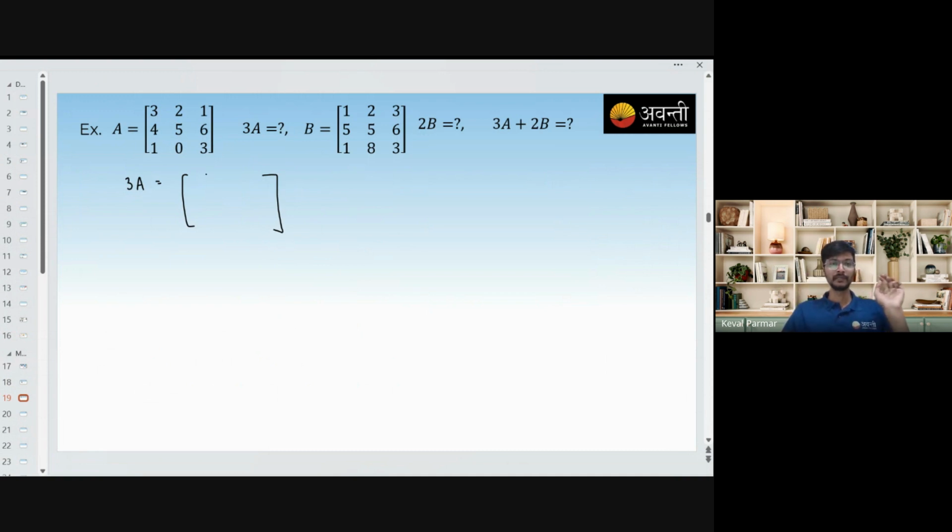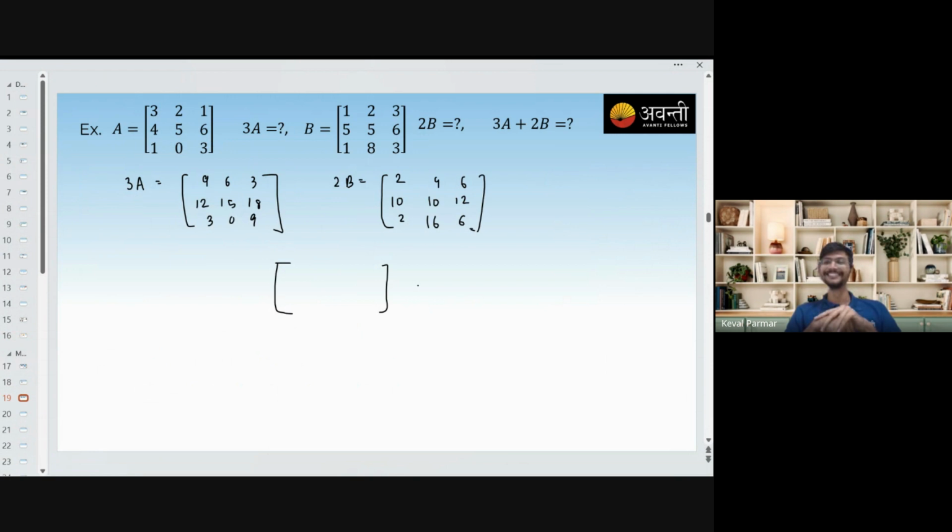So here it will be 9, 6, 3. Every element will get multiplied with 3, and 2B means every element will get multiplied by 2. And 2, 16, 6. Now, if I want to add this, I hope the question is all yours. Correct? Simply add it, guys. We saw how to add it.